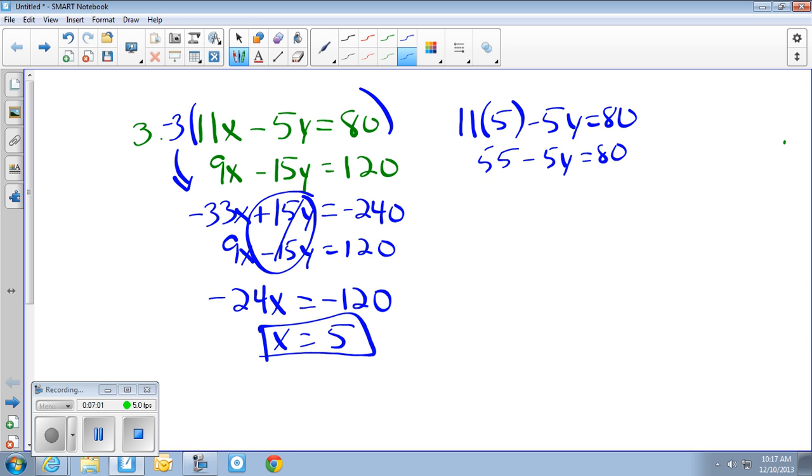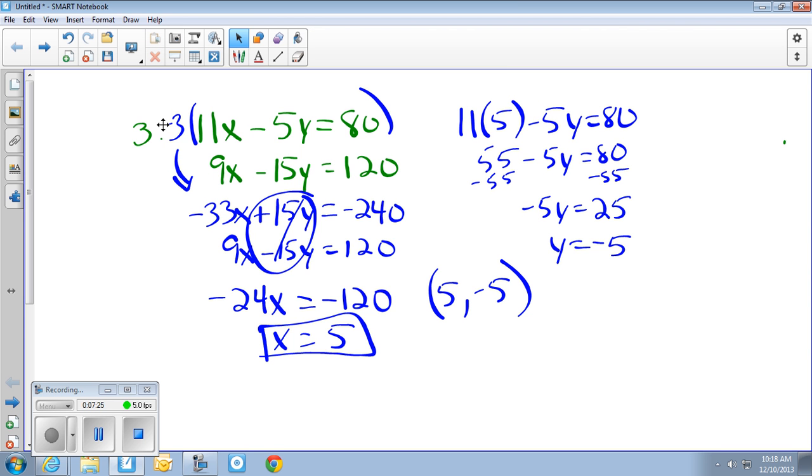And then I end up with negative 5y is equal to, what is that, 25? So y is equal to a negative 5. So I should have 5, negative 5 for my answer for number 3. So again, I just had to tweak one of the equations. I had to multiply it all the way across to get that answer.